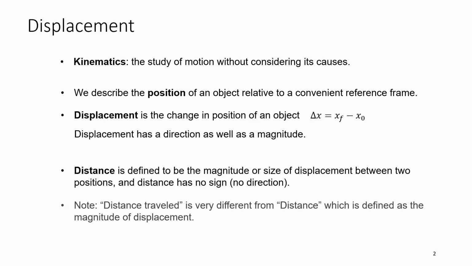It is important to distinguish distance here from the distance traveled we usually use in everyday life. When we say distance traveled, we mean the total length of the path traveled between two positions. For example, a person could go back and forth several times between two positions, and the total distance traveled could be huge.